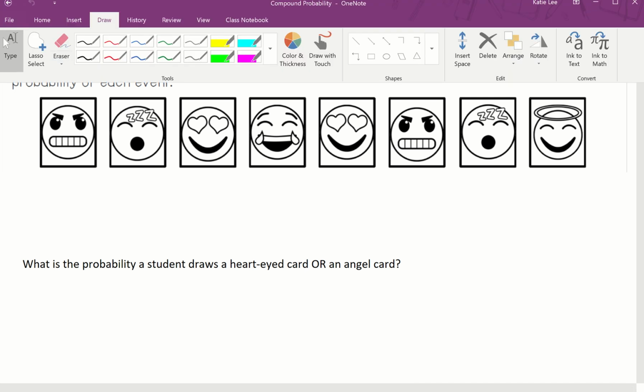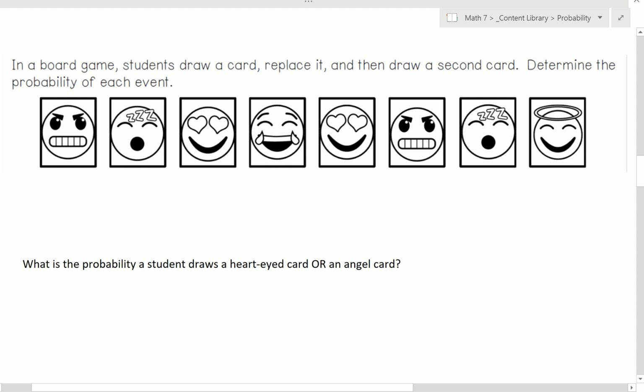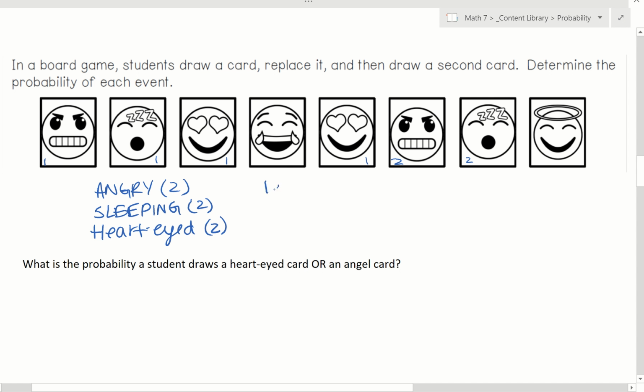So I'm just going to write all these out because I know it's probably going to be helpful. So I'm going to have 1, 2 angry cards. I have 1, 2 sleeping cards. I have 1, 2 heart eye cards. Is this guy laughing, crying? I'm going to call him a laugh cry card. I only have 1 of those. And then I have an angel card. So in total I have 8 cards.